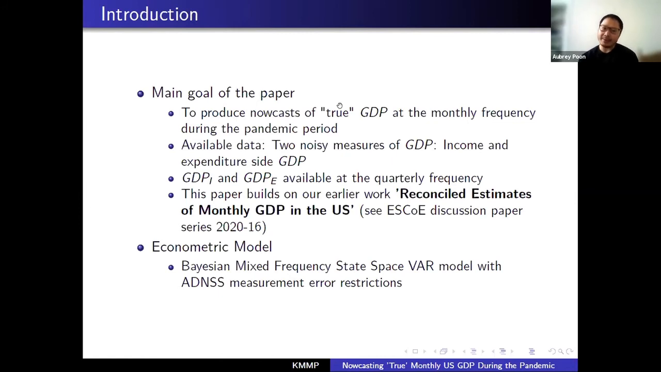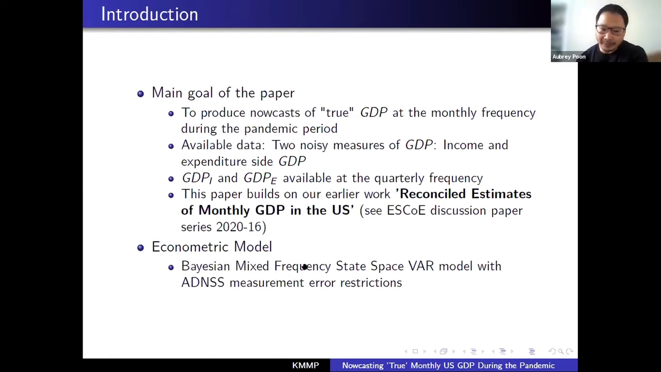So this paper builds off our earlier work on reconciled estimates of monthly GDP in the US, which is already out as an ESCoE discussion paper. In our earlier work, we proposed a mixed frequency state space VAR model with this ADNS measurement error restriction within the model.